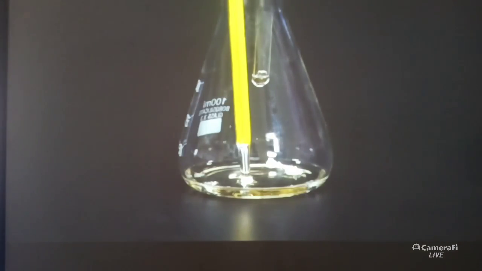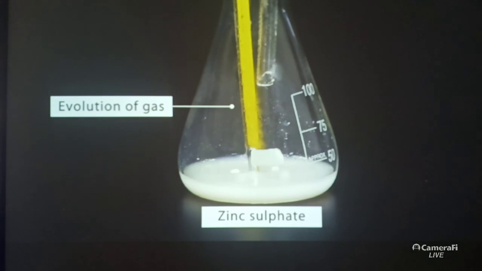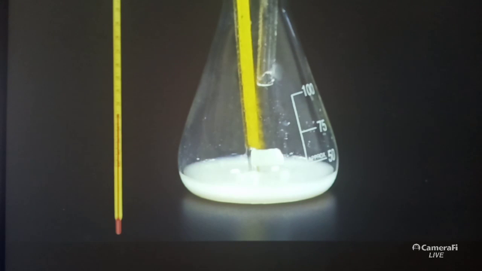The color of the zinc granules changes from blue-gray to white. Some gas bubbles are also released from the solution because zinc reacts with sulfuric acid to form zinc sulfate and hydrogen gas. Zinc sulfate is white in color. The thermometer shows an increase in the temperature of the solution.